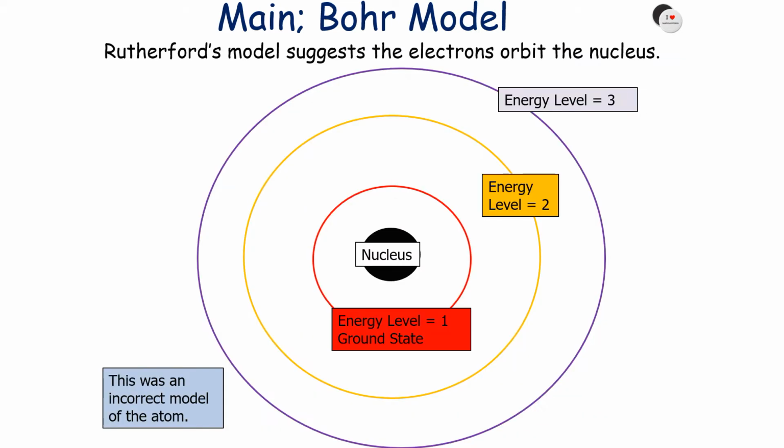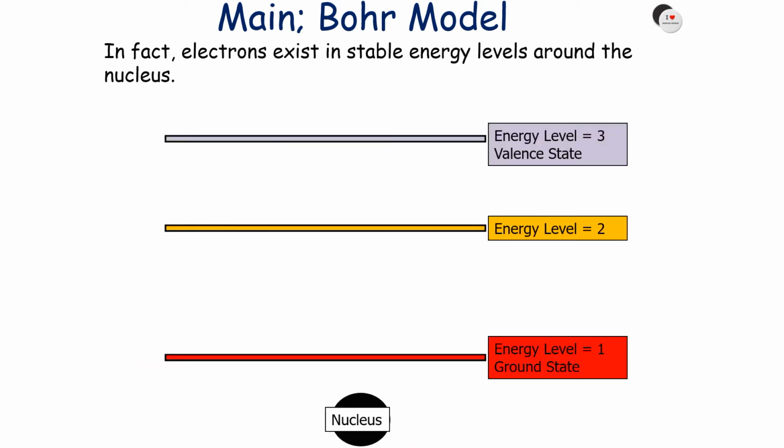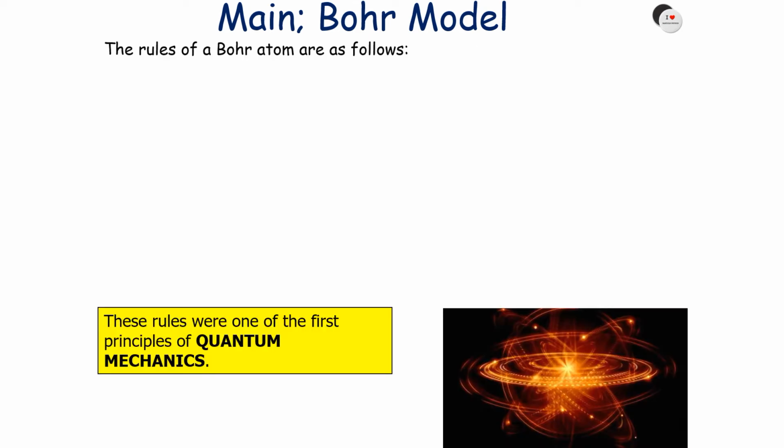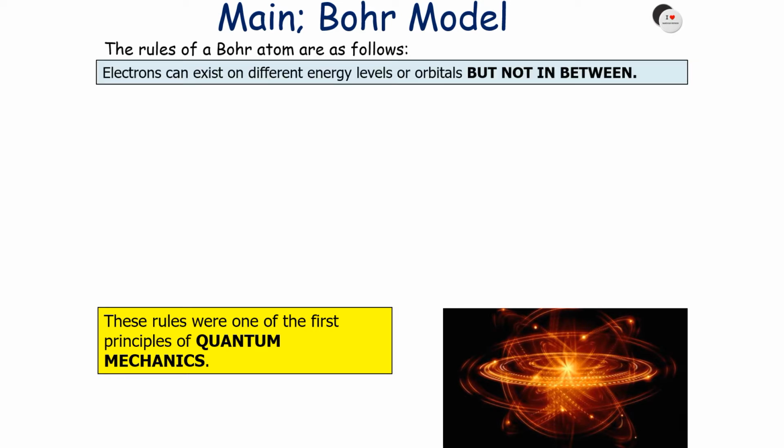So Rutherford's nuclear model suggested that electrons orbit the nucleus, but this was an incorrect model of the atom. In fact, electrons exist in stable energy levels around the nucleus. So the rules of the Bohr atom are as follows. Number 1, electrons can exist on different energy levels or orbitals, but not in between.